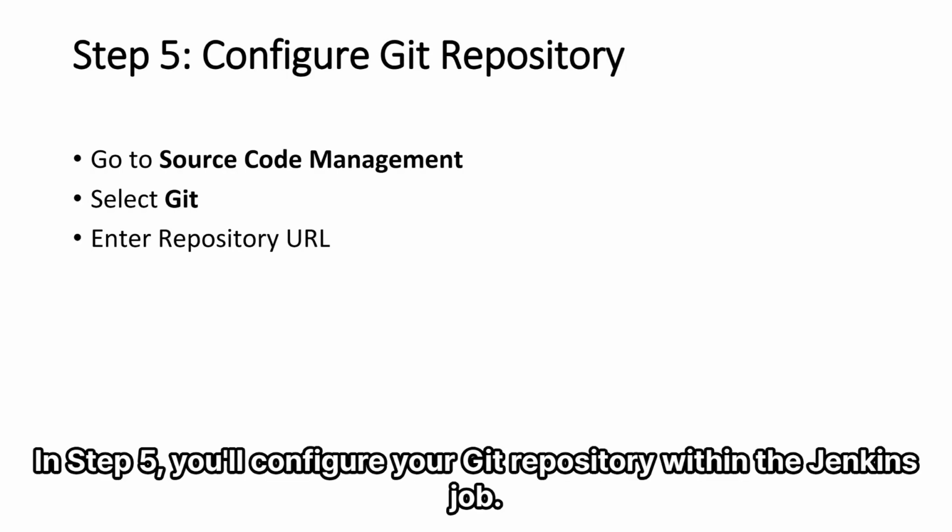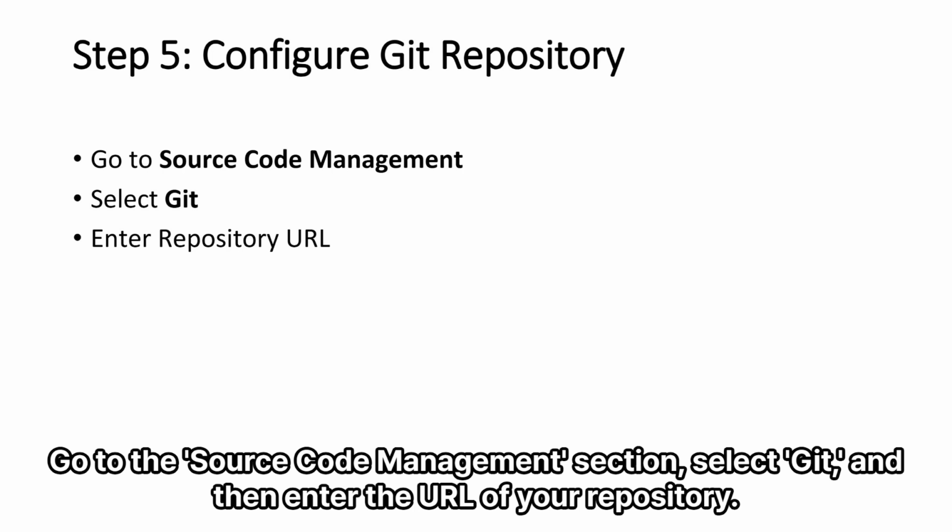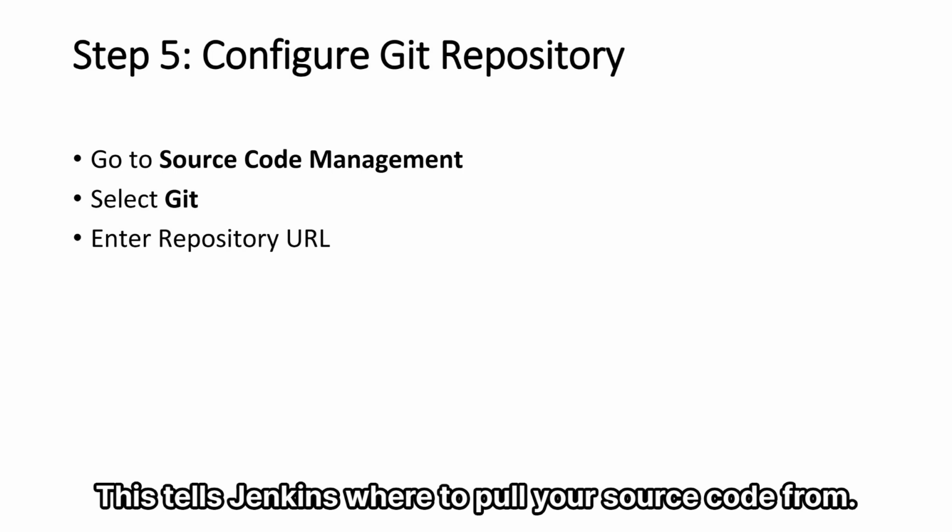In step 5, you'll configure your Git repository within the Jenkins job. Go to the source code management section, select Git, and then enter the URL of your repository. This tells Jenkins where to pull your source code from.